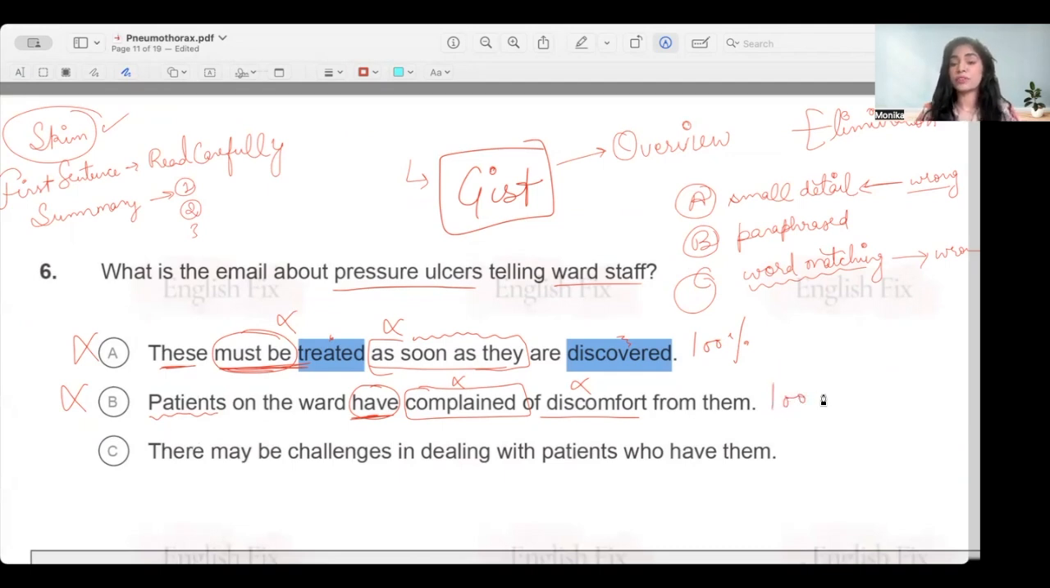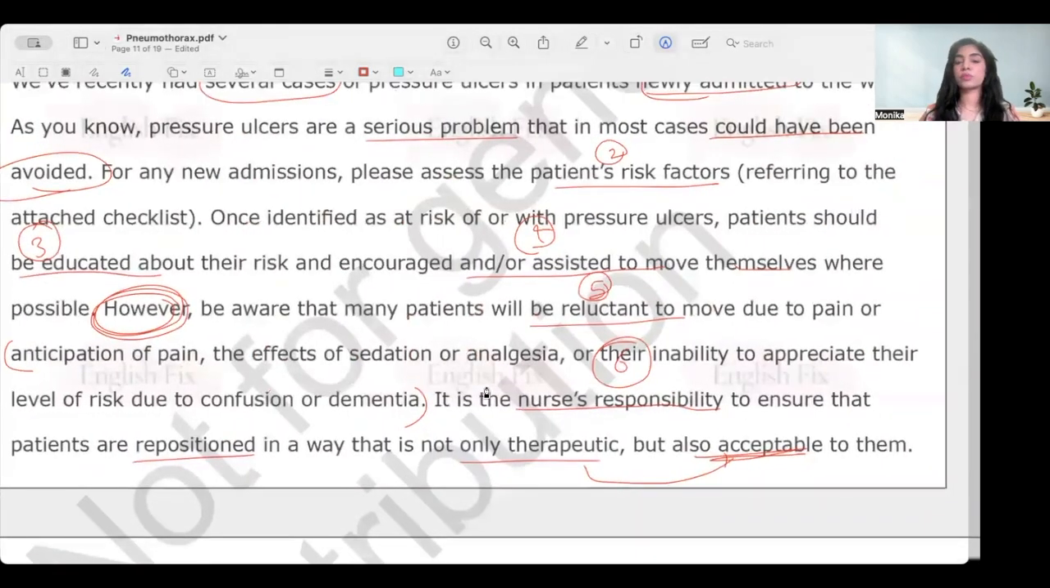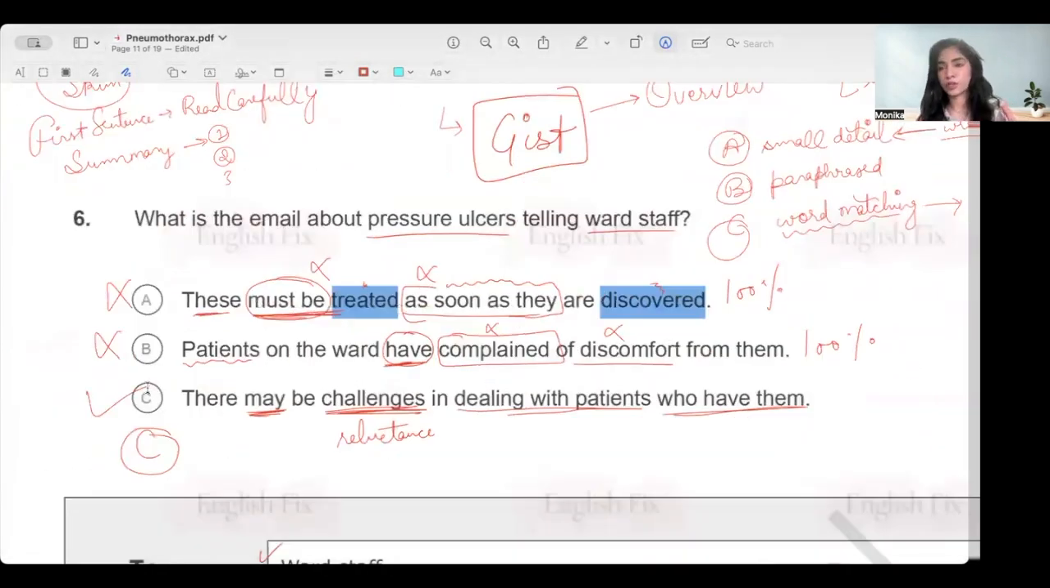Because I know with 100% certainty that A and B are wrong, I automatically know my C answer option is going to be correct, because I've specifically told you what is wrong with these. Now looking at answer option C, there are chances of there being challenges, some issues. What are those challenges? Reluctance due to a variety of issues in dealing with patients who have these pressure ulcers. And yes, I saw that they warned me that patients could be reluctant, but it's your responsibility to do this. They have told me, due to this, due to that. So this is how you answer a question like this.